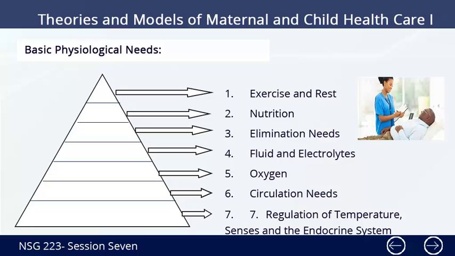4. Fluid and electrolyte. Excess or deficit may cause dehydration, oedema, and electrolyte imbalance. 5. Oxygen. Lack of this will lead to ischemia or fatigue. 6. Circulation needs. Failure leads to shock or overloading the heart, causing heart failure. 7. Regulation of temperature, senses, and the endocrine system.